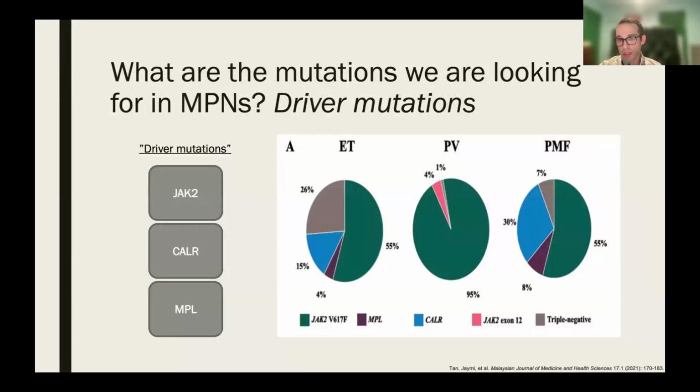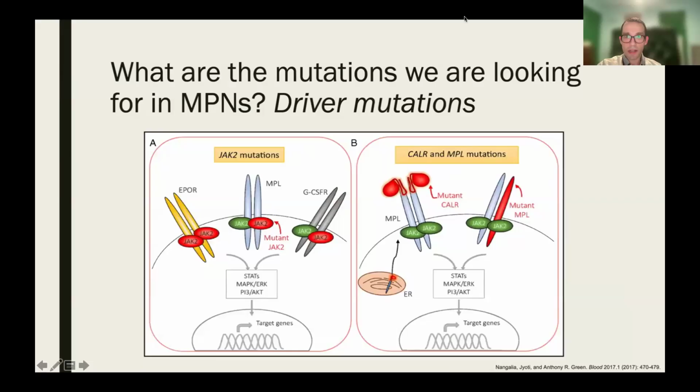The CALR mutation is seen in patients with both ET and myelofibrosis, about 30% of each. I think this 15% is a little bit low in my experience for ET. And the CALR mutation, again, results from low-level DNA changes. None of these mutations are due to large chromosome changes. And then the MPL mutation is the least common driver mutation of the three. It occurs in about 5 to 10% of patients with ET or myelofibrosis.